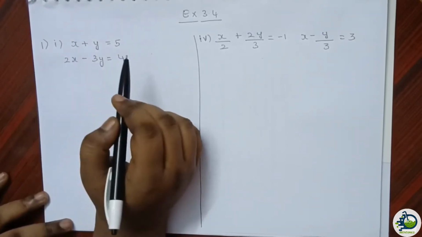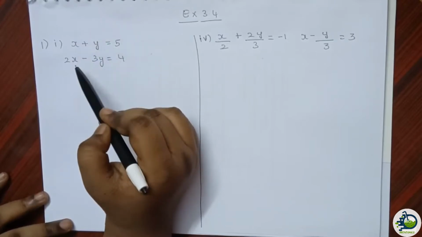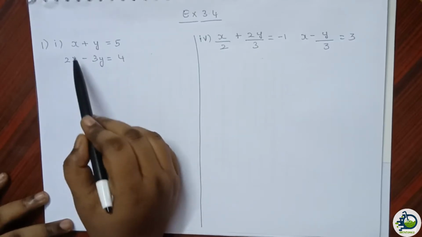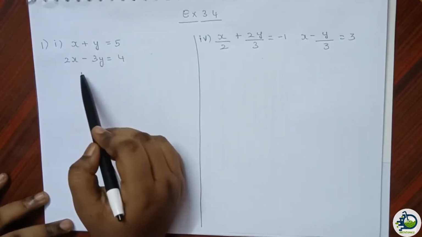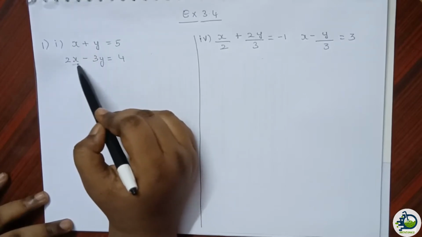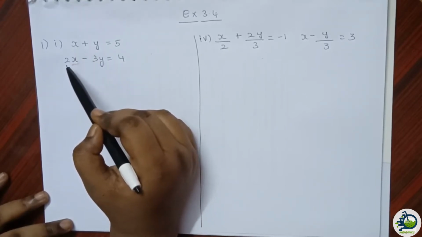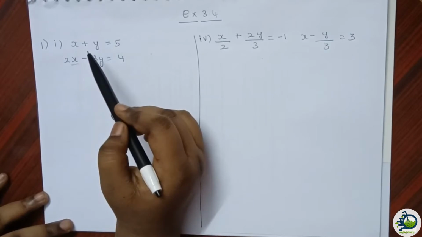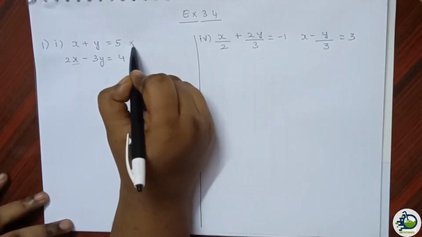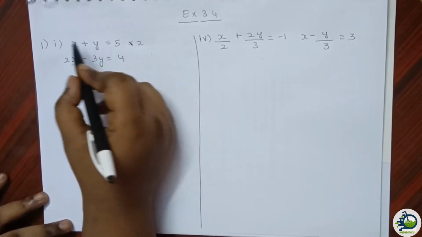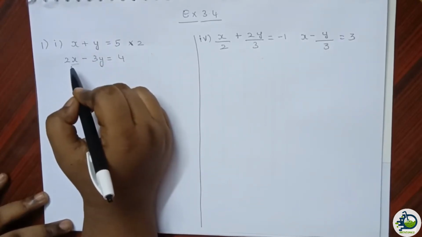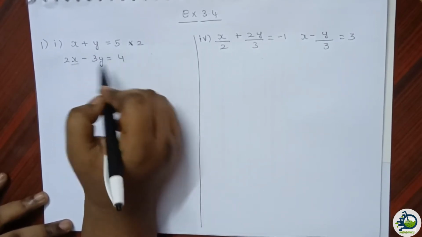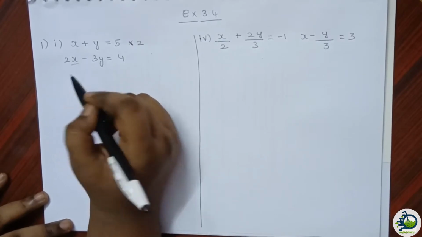Firstly, I have to make the coefficient of one of the variables, either x or y, equal in both equations. So here I am taking x. To get an equal coefficient, I can either multiply or divide by a number. So I am going to multiply this equation by 2, so that I get 2x here and 2x here. When both equations have the same coefficient, I can subtract the equations and eliminate one of the variables, which is x.